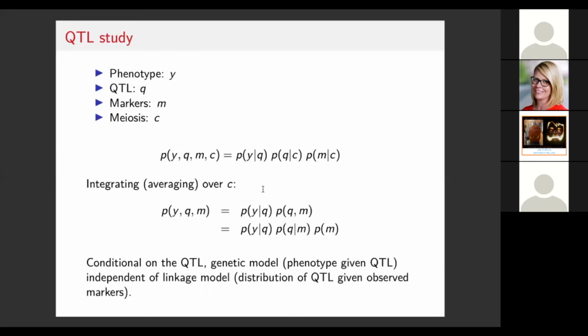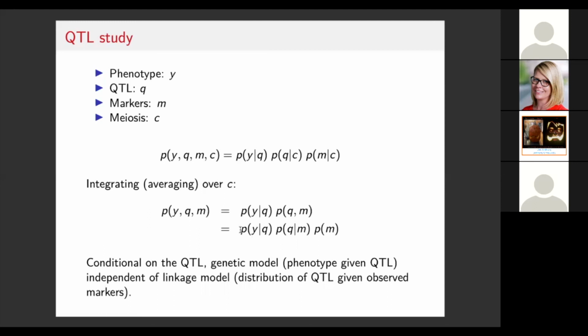So if you integrate or average over C, then you have this term: probability of y, q, and m is probability of y given q times probability of q and m. That's what happens when you average over C here. And that can be written, using just the law of conditional probability, as the probability of the phenotype given the QTL times the probability of the QTL given the marker.